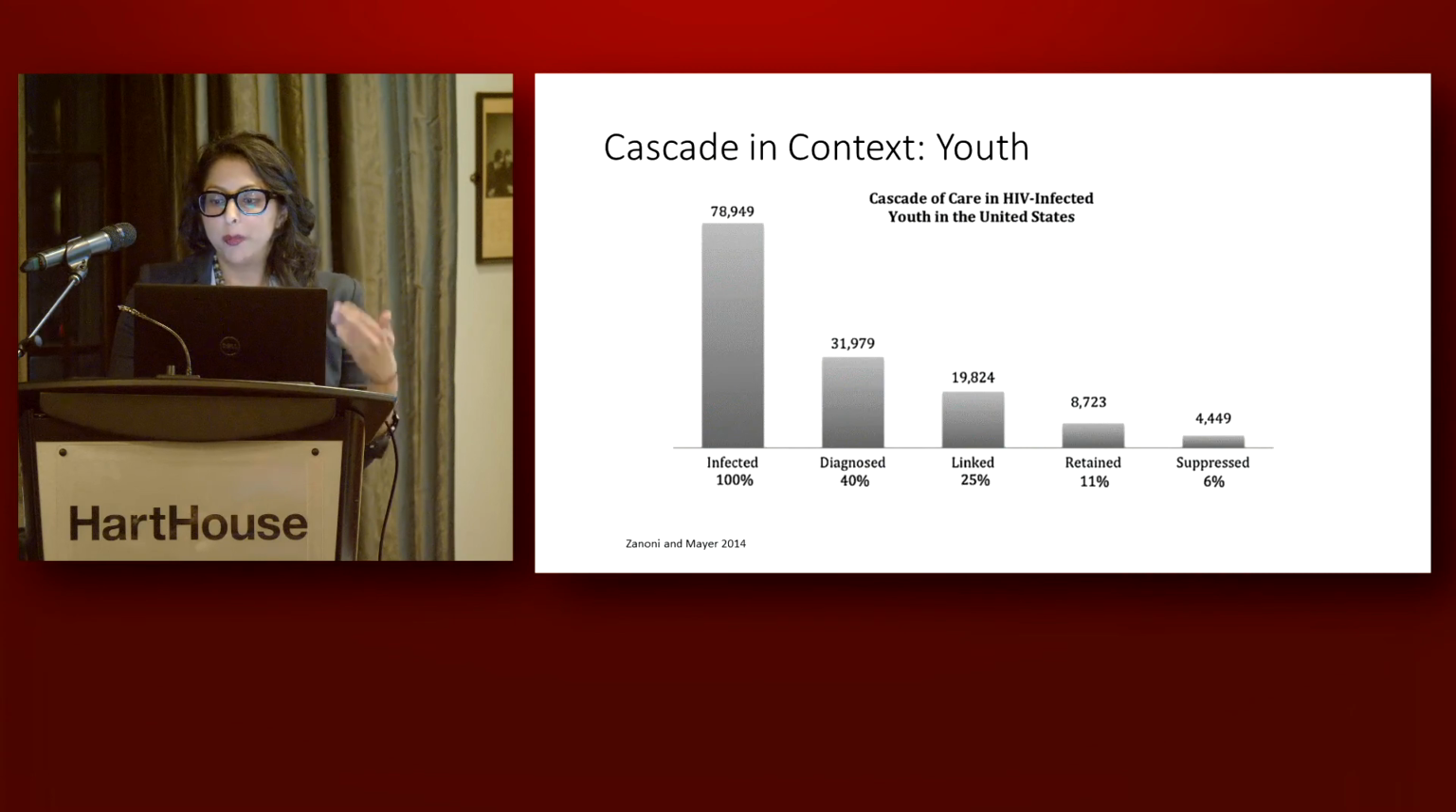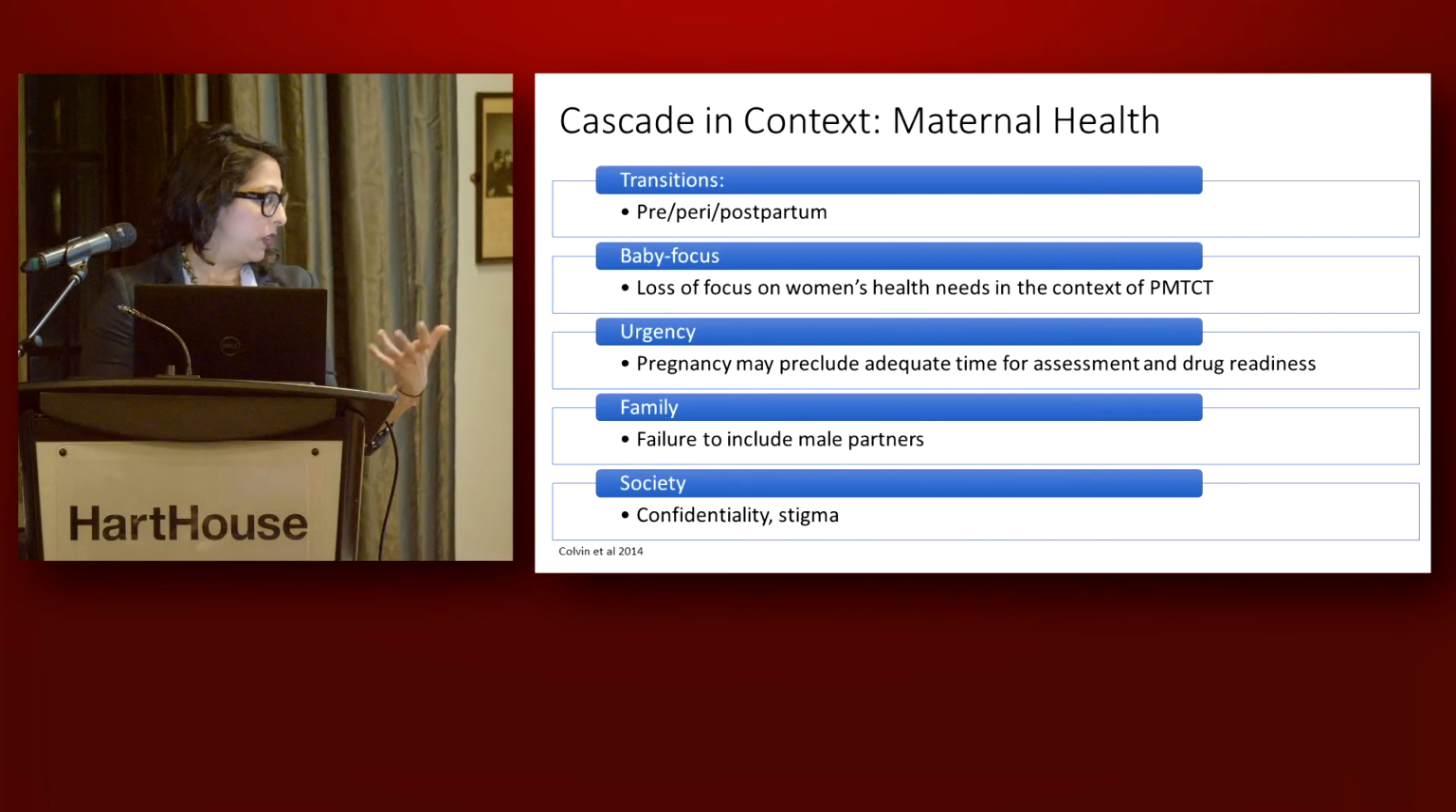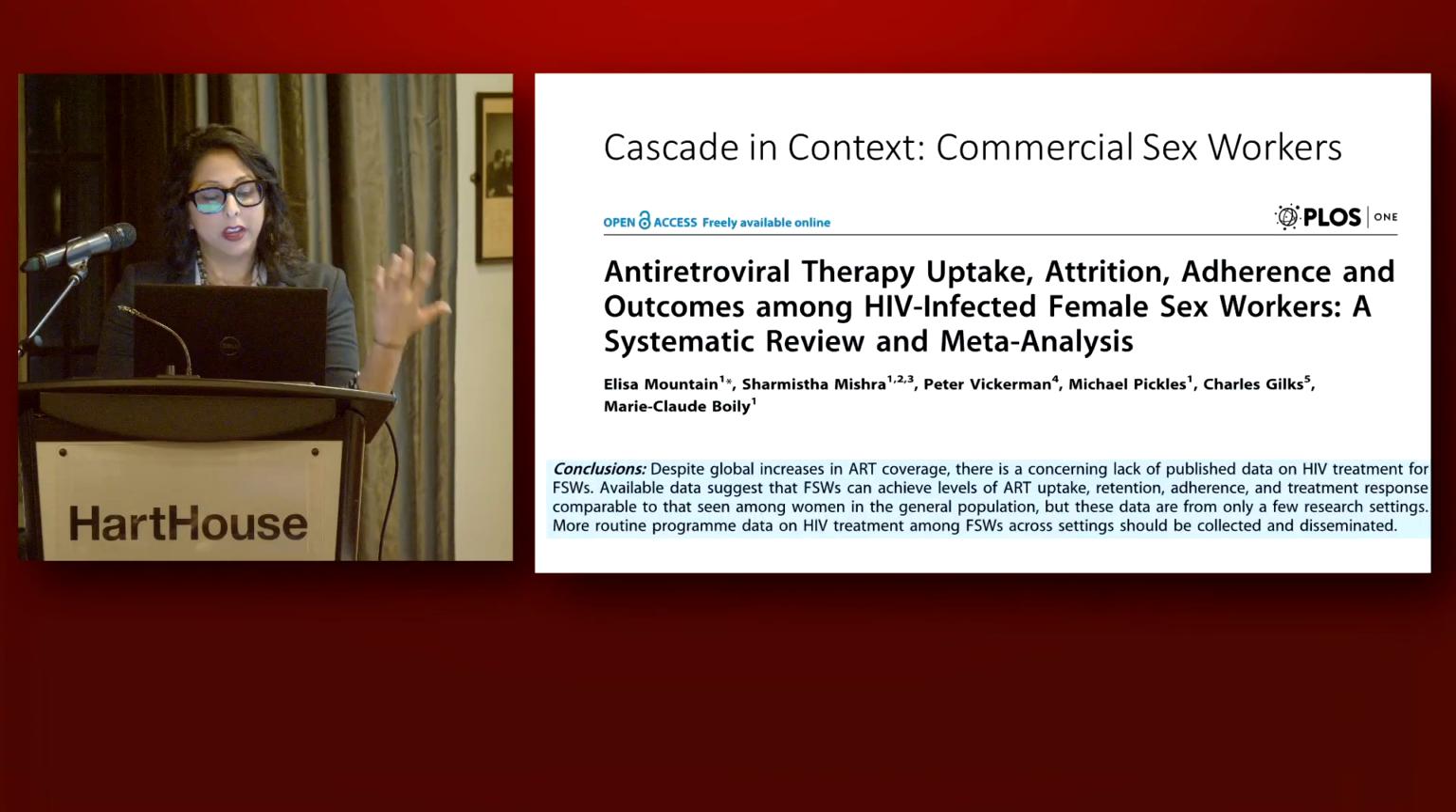So what are the barriers at each of these levels and each of these steps around being able to stay on therapy? Similarly with maternal health, there's lots of transitions in the pre, peri, and postpartum period where women are often started on therapy in the context of their pregnancy. Everyone's focused on making sure baby stays negative. What happens after that? What are some of the barriers that women continue to experience and potentially go off antiretroviral therapy after pregnancy? And then commercial sex workers.